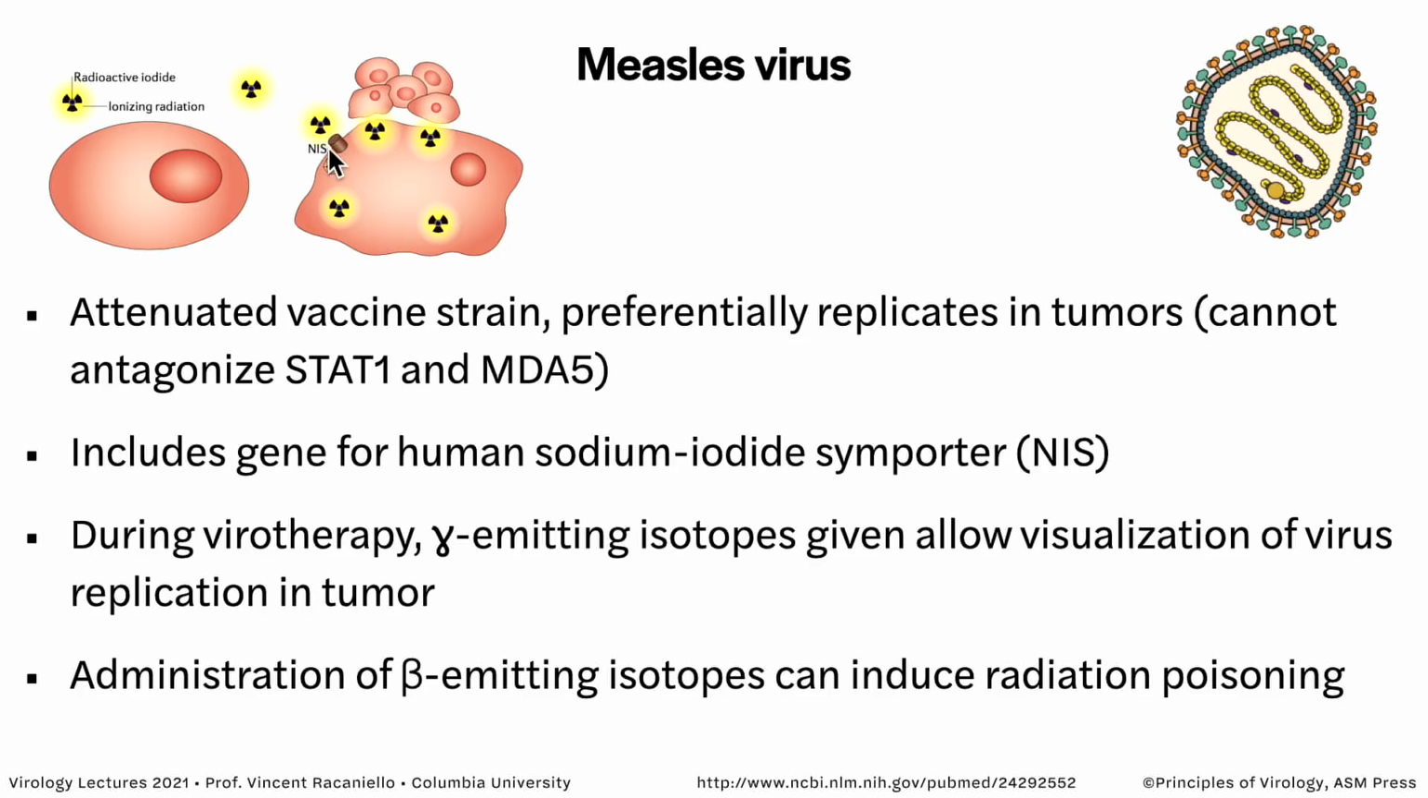So the NIS, the sodium iodide symporter, will bring these gamma-emitting isotopes into the tumor cells because the NIS is delivered by measles virus. So you can actually visualize or image the tumor cells. And you can then also give beta-emitting isotopes that will get in and induce radiation poisoning of the tumor.